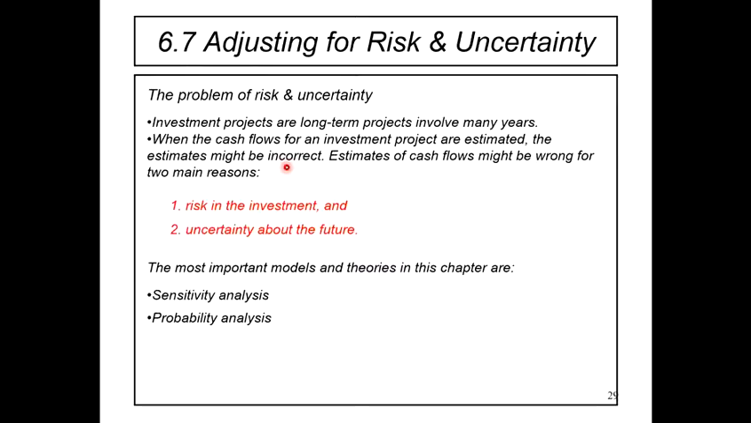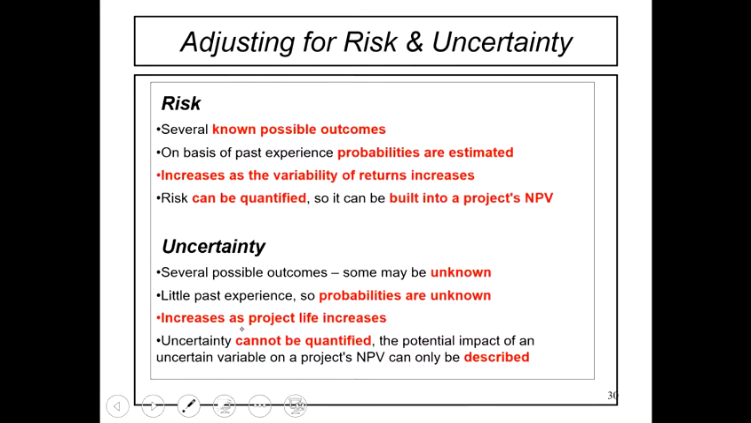So the most important models and theories in this chapter are sensitivity analysis and probability analysis. Bila adanya risk and uncertainty, how are we going to calculate them? We're going to calculate it by using the sensitivity analysis as well as probability analysis. Okay. So now let's take a look at what is risk and what is uncertainty. So actually risk ni you will relate dengan chapter 5 lah. Okay, bila kita nak calculate risk, kita akan guna probability.